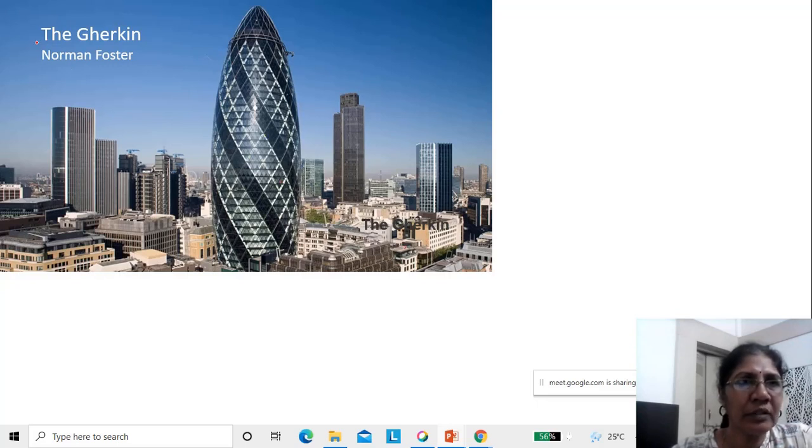This is the name of the structure, name of the building. High-rise structure, and the architect is Norman Foster. So you can also at the same time see the other buildings in the background. Fine.